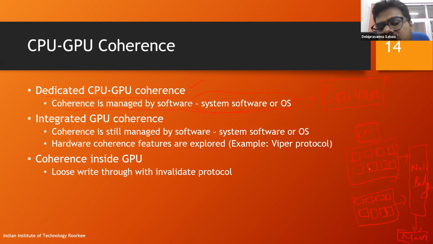So if it is, let's say, a 16 core system, then there are two clusters of 8 CPUs each, and the coherence between the CPUs is taken care of inside a cluster. The coherence between this set of CPUs and this set of CPUs will be taken care of via the North Bridge. So there'll be a directory installed here, which will take care of the coherence between this cluster and this cluster. Now GPU can be another set of cluster.